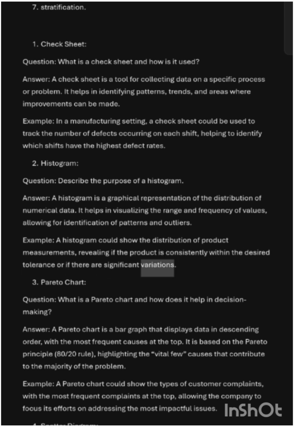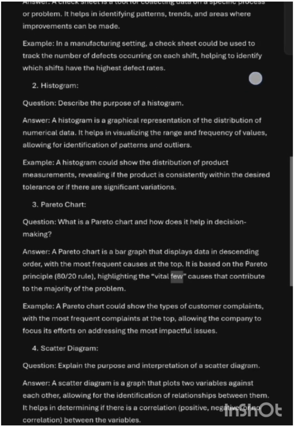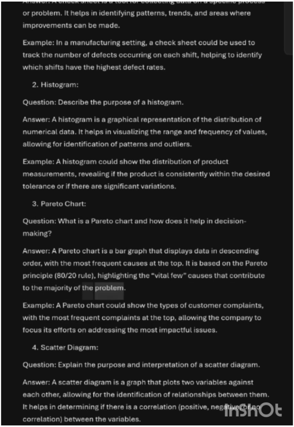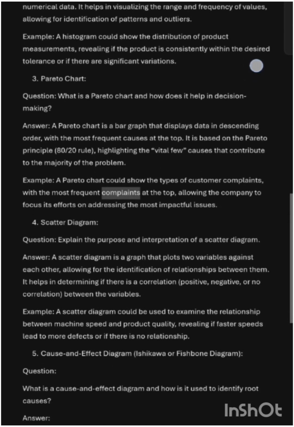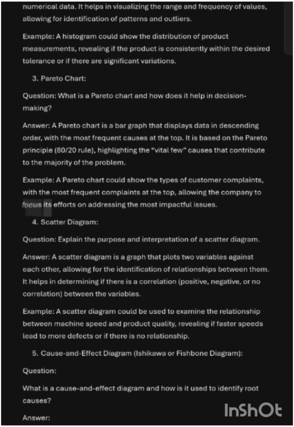3. Pareto chart. Question: what is a Pareto chart and how does it help in decision making? Answer: a Pareto chart is a bar graph that displays data in descending order with the most frequent causes at the top. It is based on the Pareto principle, the 80-20 rule, highlighting the vital few causes that contribute to the majority of the problem. Example: a Pareto chart could show the types of customer complaints, with the most frequent complaints at the top, allowing the company to focus its efforts on addressing the most impactful issues.